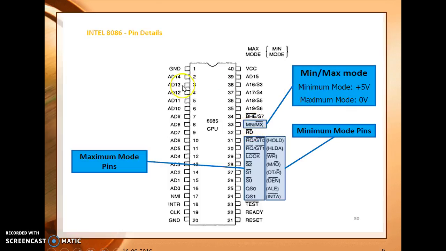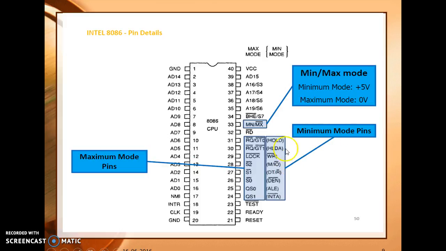So in 8086 we are going to have two modes. One is minimum mode, another one is maximum mode. Minimum mode means when pin number 33 is connected to logic 1, that is VCC, it will act as minimum mode. Maximum mode means pin number 33 is connected to 0 volt, and it will act as maximum mode. So these are the two modes we have.